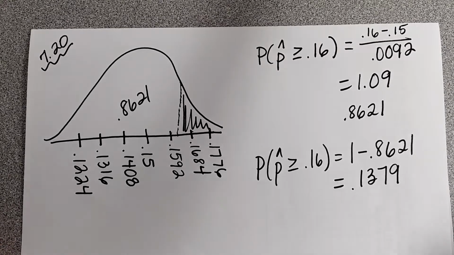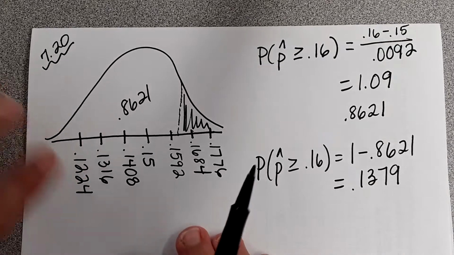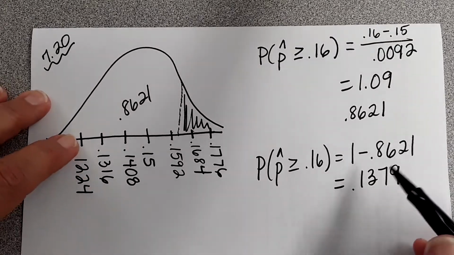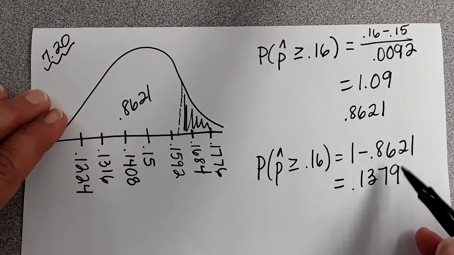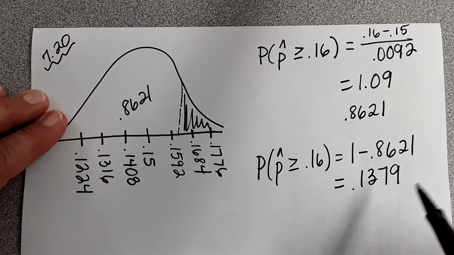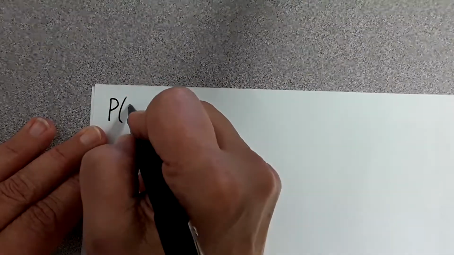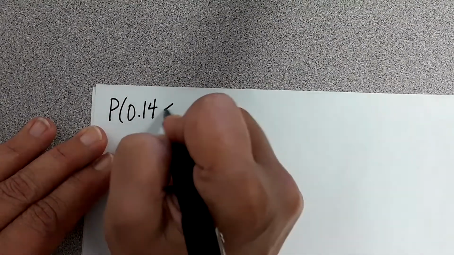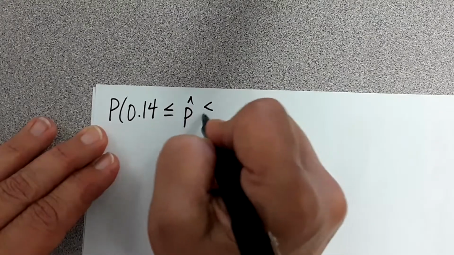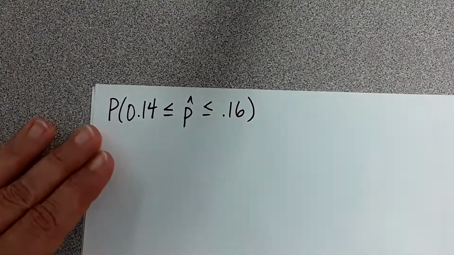Now, to do the next one, we're going to use the same picture. And we are actually going to use the 0.8621. We'll come back to that. Okay, so the next one is, what is the probability that the p hat is between these two probabilities?